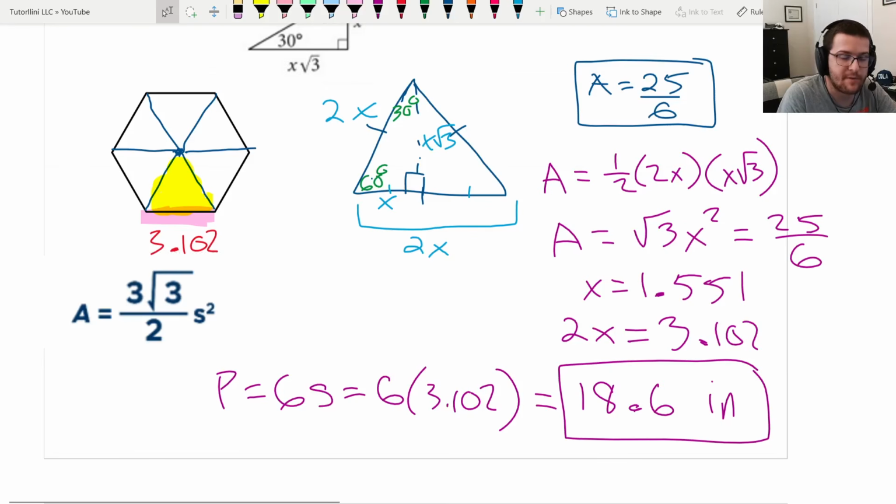You need to be really comfortable with special right triangles, and you need to know that a regular hexagon gets split into 6 equilateral triangles. Half of an equilateral triangle forms a 30, 60, 90. Think about it. They're all 60. If you cut one of the angles in half, it becomes 30. Great. Let's move on to the second one.